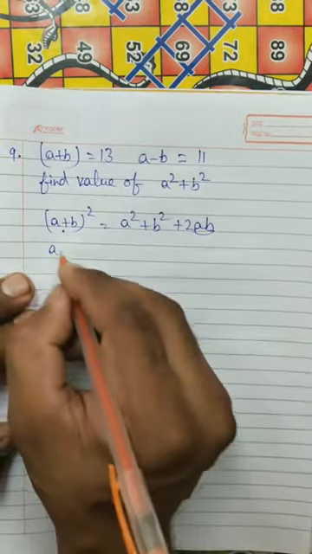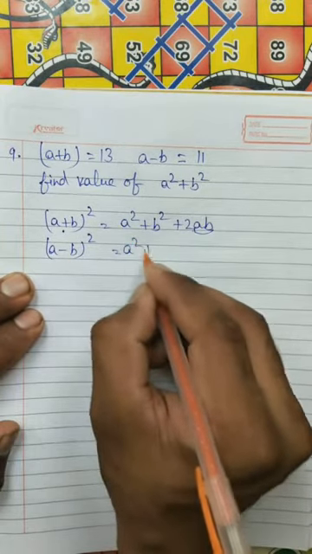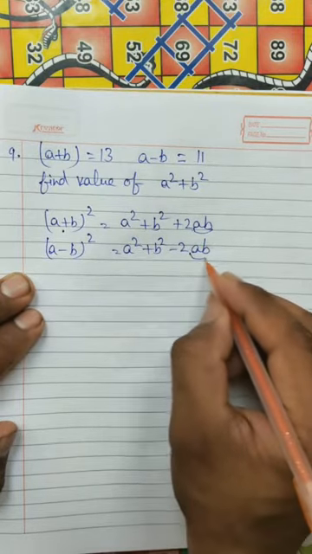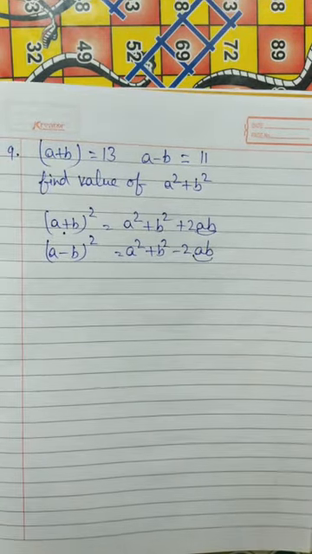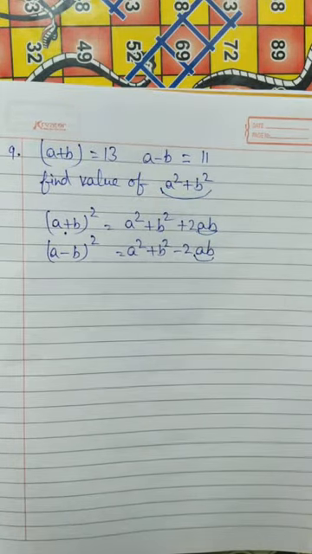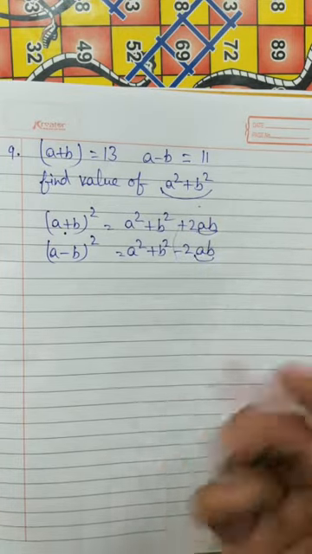Also, if we proceed with the identity of the difference, then a square plus b square minus 2ab will be obtained. Again the problem is a into b. So we just need to find the value of a square plus b square, which means we don't need this term. So how can we eliminate this term?